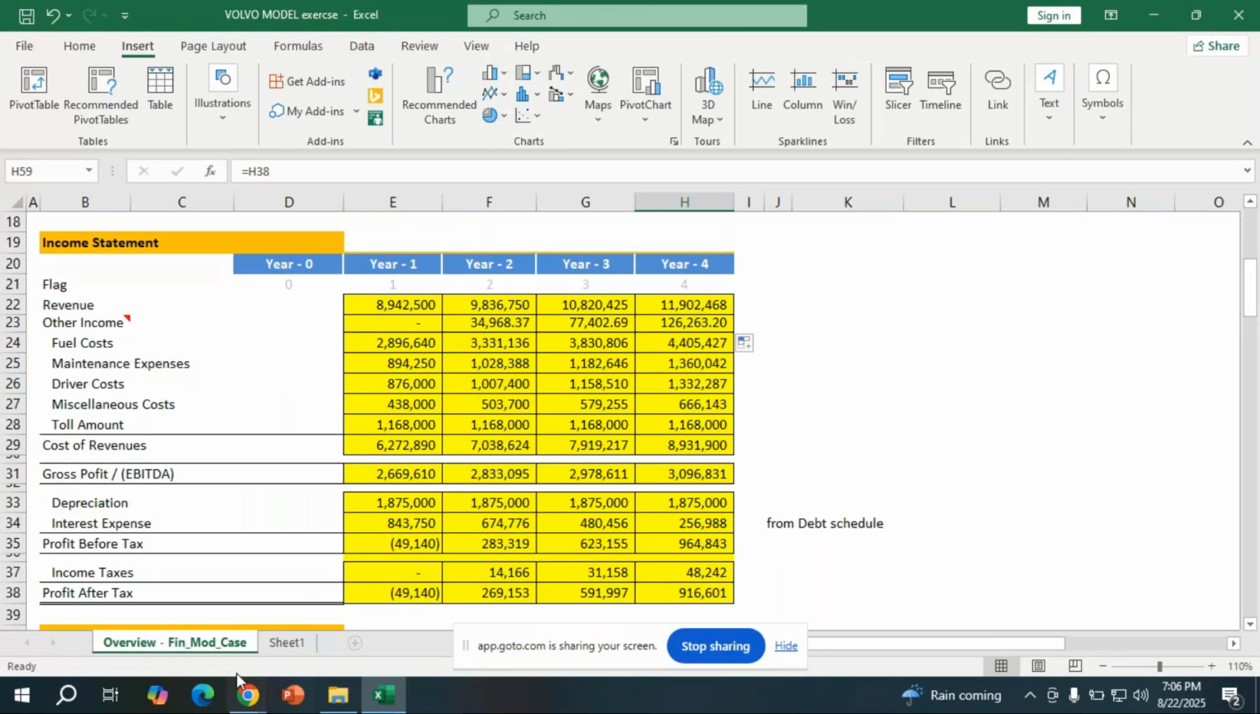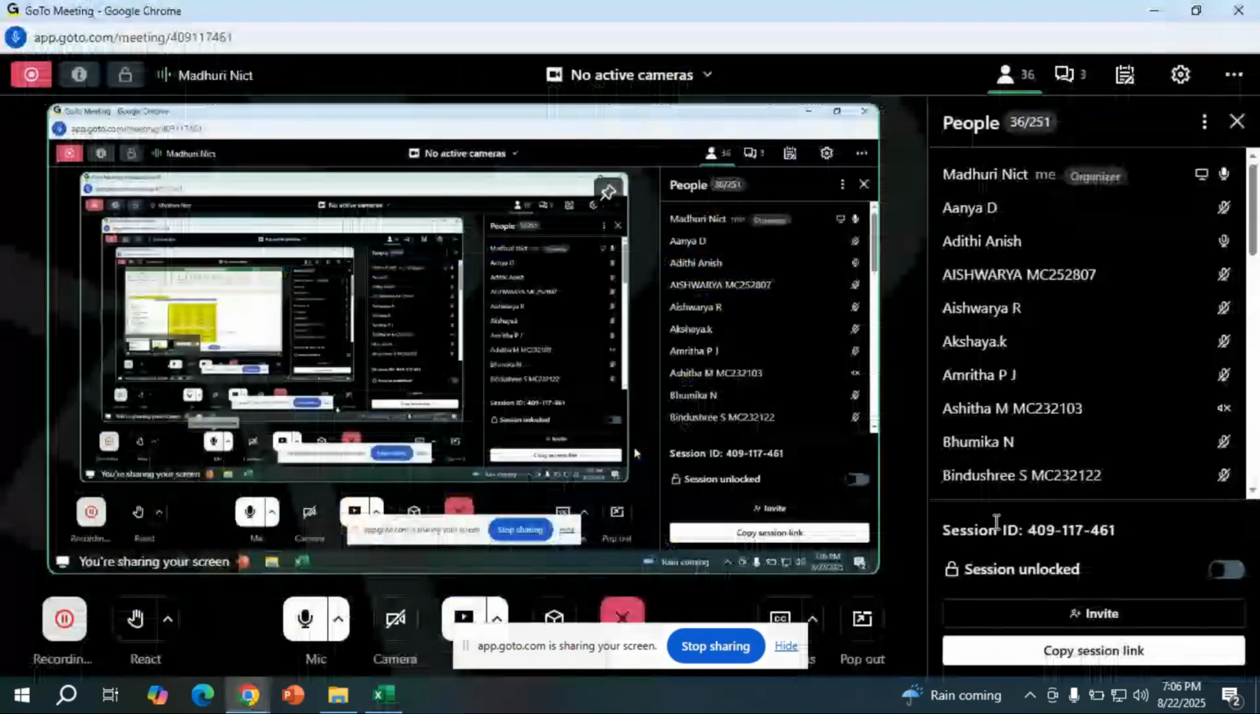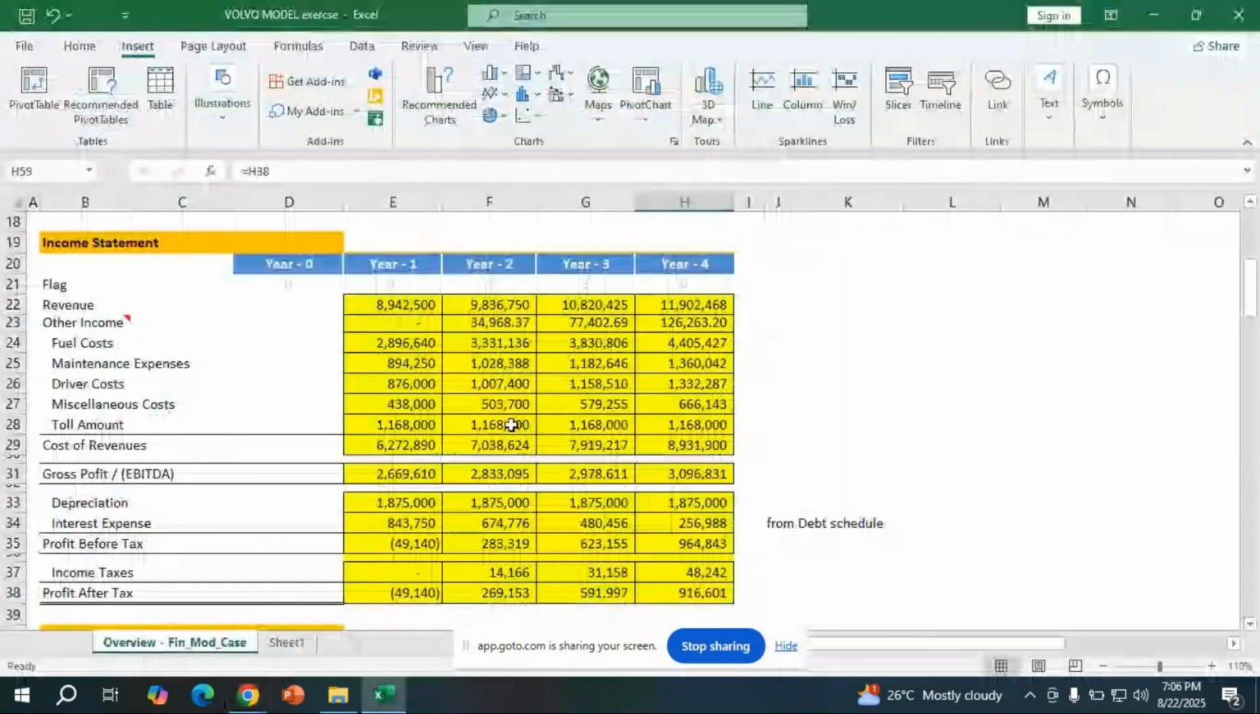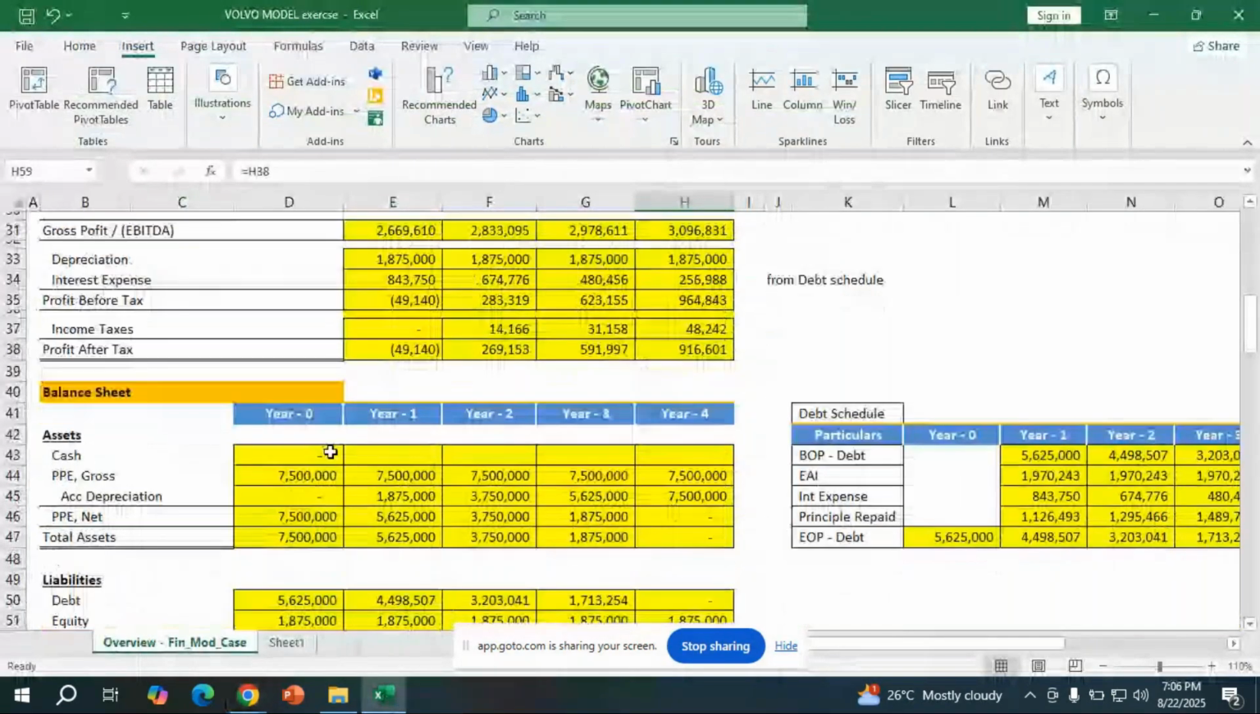Are you done? Completed with the calculation of the other income? Good. Now you will move on to the balance sheet at the bottom. Okay, let's go. Now here, remember we had left the cash cells empty here because we had to give the closing balance of your cash. Now you have to update it.